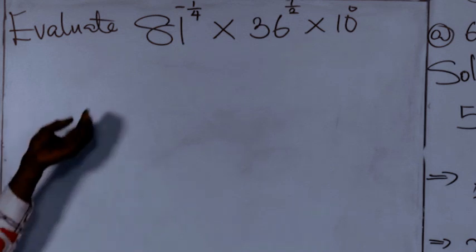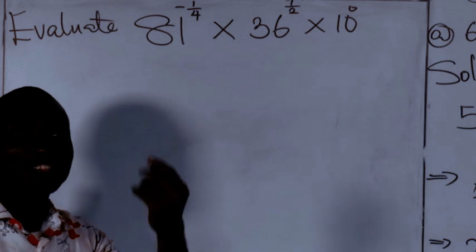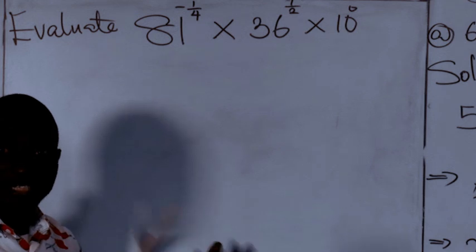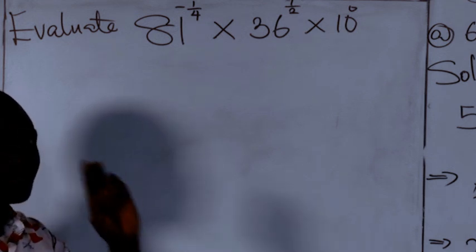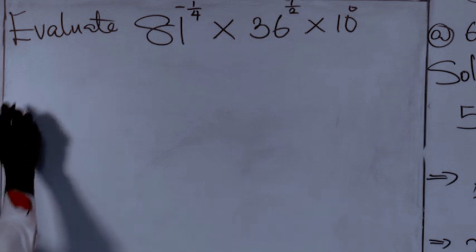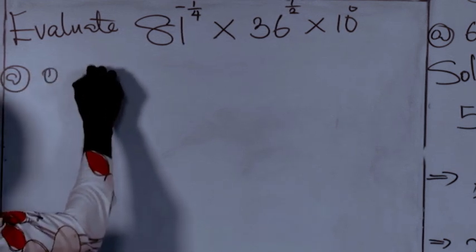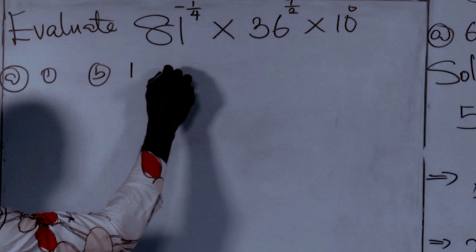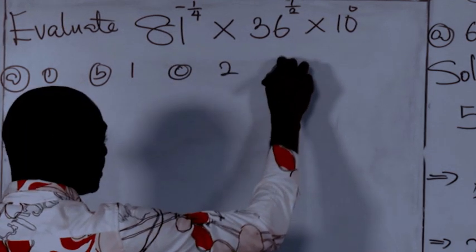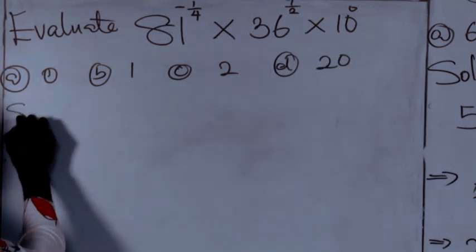So it means that when you simplify all this, you are going to get just a single value. It could be a whole number, it could be a fraction, it could be anything. You understand? That is the meaning of evaluation. Now, option A, we are giving 0. Option B, 1. Option C, 2. And option D, we have 20. Okay, solution.